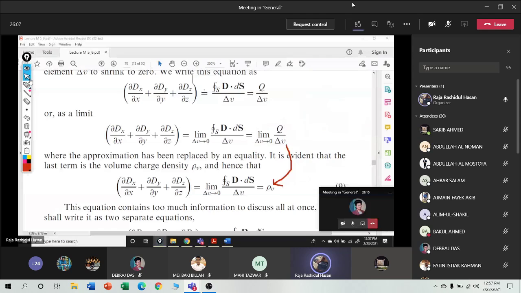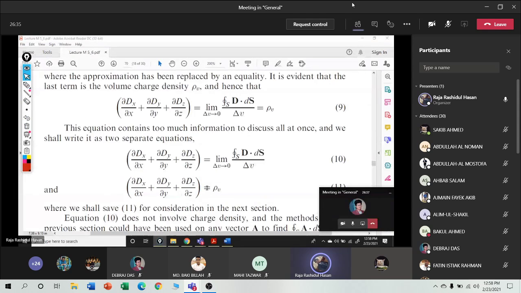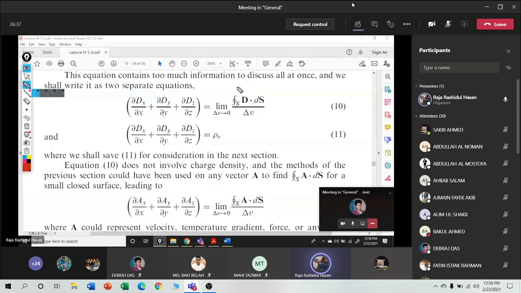So then what can we write from this equation? Ultimately we can write rho V equal to this one: del Dx by del x plus del Dy by del y plus del Dz by del z, which is the representation of divergence. Limit delta V to 0 of closed integration of D dot dS divided by delta V, equal to this. ওকে, তাহলে এটাই আমরা নিচের লাইনে দেখতে পাবো, number 10 and 11: either this is equal to this one, or rho V equal to this one.